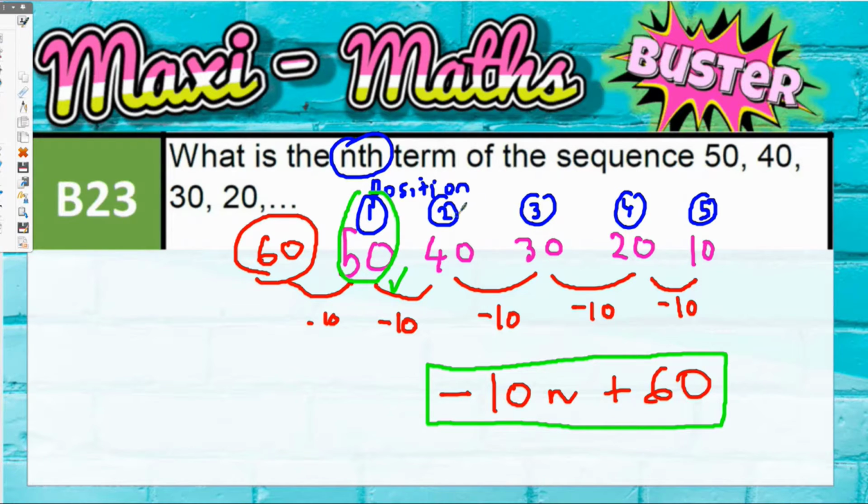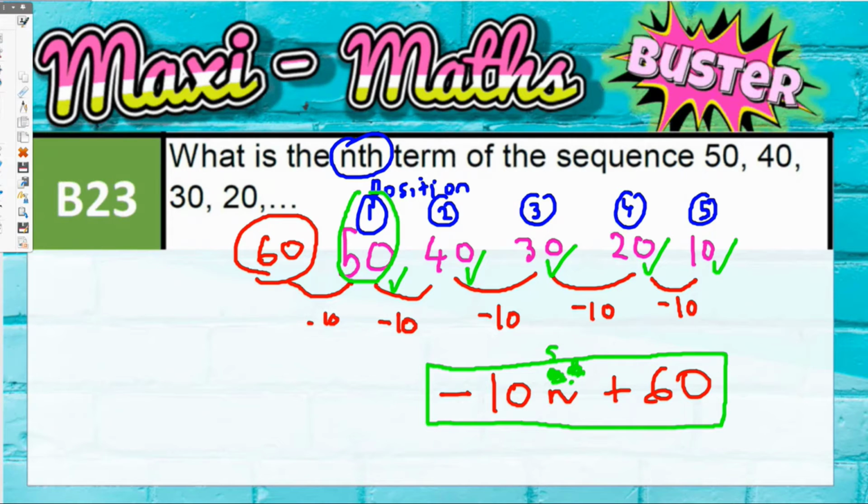Minus 10 lots of 2 is minus 20. And minus 20 plus 60 is 40. So it works for the second pair. If you stick a 3 where n is, minus 10 lots of 3 is minus 30. And minus 30 plus 60 is 30. So that works. Minus 10 times 4 is minus 40. And minus 40 plus 60 is 20. So that works. And if you put a 5 in there, minus 10 times 5 is minus 50. And minus 50 plus 60 is positive 10. So that works. So that's why the rule works.